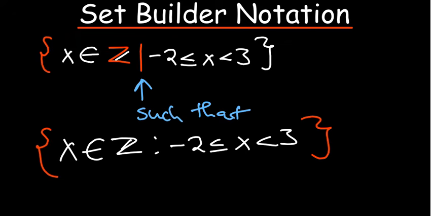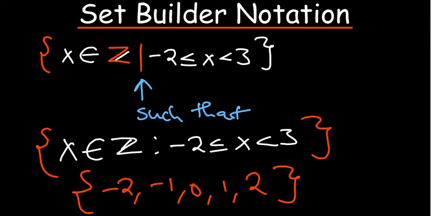So they can ask you to list the elements if they've given you set builder notation, or they can ask you to describe, or they can ask you the other way around, which is they give you a list and then they ask you to write it in set builder notation. So in this case, if they ask me to list, I know what integers are. Integers are negative and positive numbers. So they are saying -2 is less than or equal to X. So -2, -1, 0, 1, 2. I'm ending at 2 because it is less than 3, not less than or equal to 3. So that is how you deal with set builder notation.